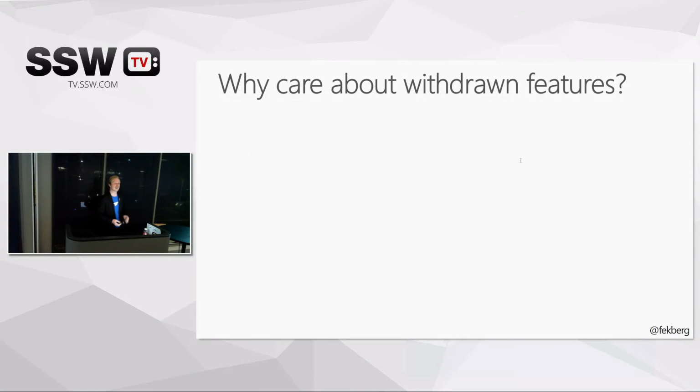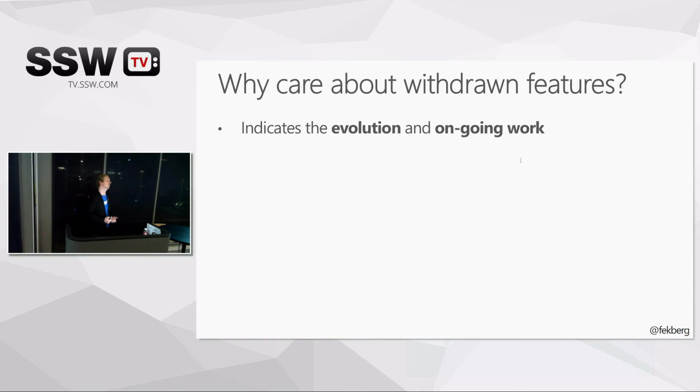So why are we talking and caring about the withdrawn features? Well, it indicates that the language is evolving and that it's an ongoing work. And we can see that it's kind of an agile approach to it, and they're working with this as a way that they want to introduce one feature. If they don't have time for it, they'll just do it the next time, because there's no hurry unless they get it fully supported in Visual Studio.